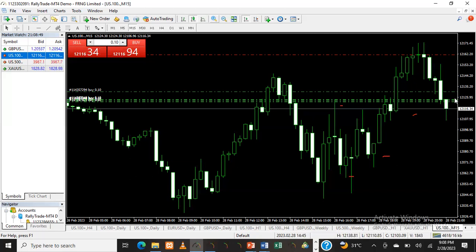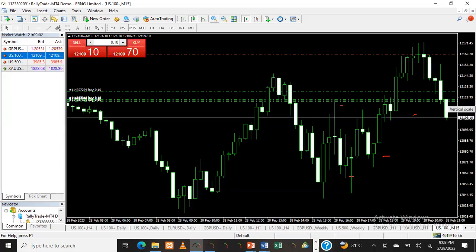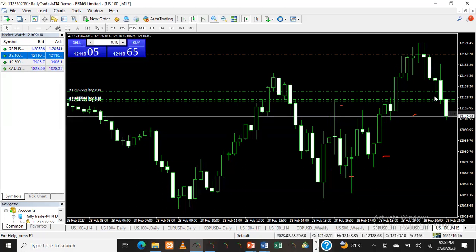You need to know the price. Let's pick this price now, 12,125. Now, if you add 12.2 to this price, you're going to get 12,137. Now, if the market moves from 12,125 to 12,137, you're going to make 1,000 naira if you're trading at 0.01. If you're trading at 0.10, you're going to make 10,000.